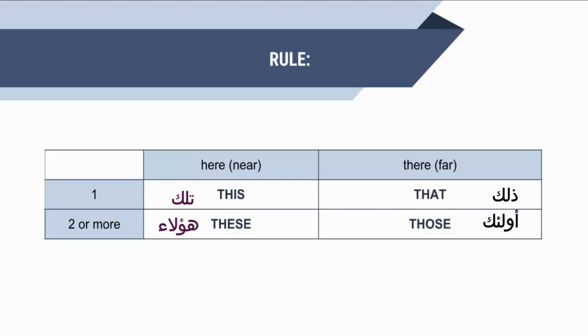If you look at it in one chart, it looks like this. When you speak about one thing near, you use this. Two or more things near, these. One thing far, that. Two or more things far, those. This, that, these, those.